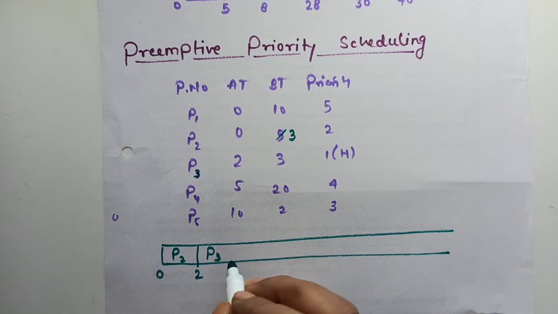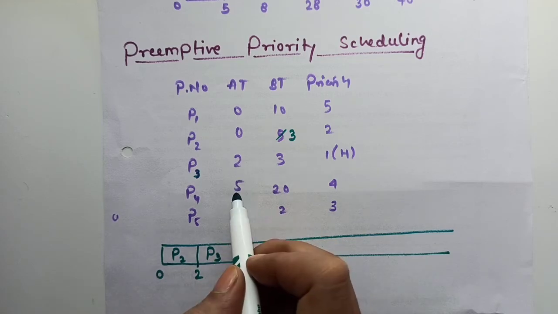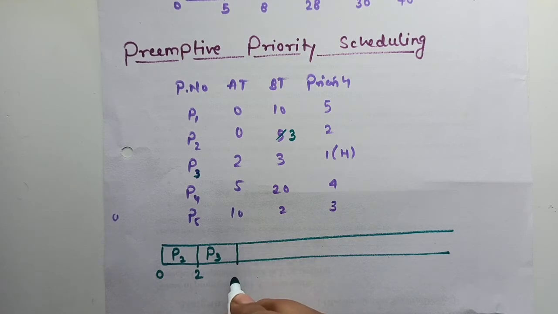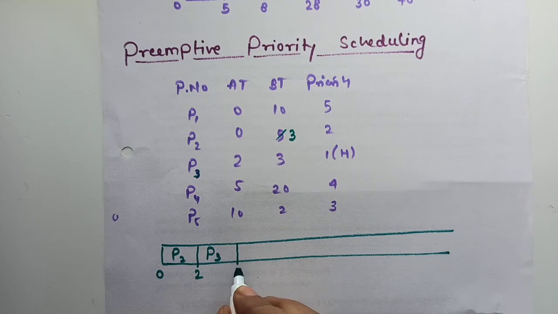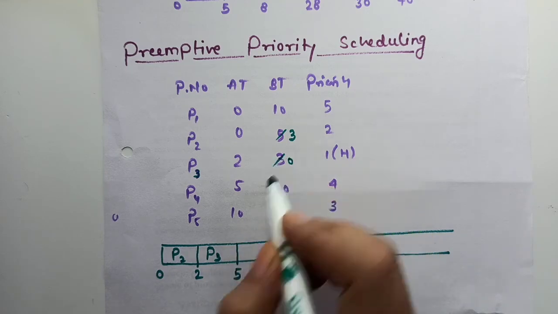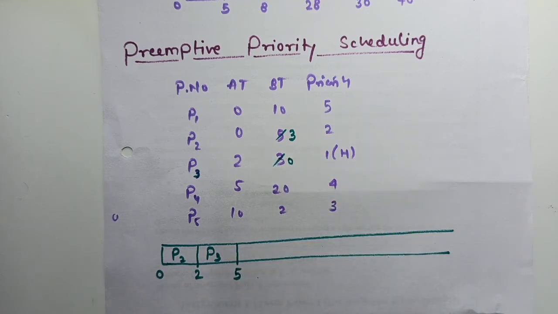So 0 to 2, P2 executed. Then P3 will execute for how much time? It will execute until the next arrival time, that is 5. But let's see the burst time, that is 3. So 2 plus 3 is 5 also. So this P3 is executed. Once it is allocated to the CPU, it has executed till the next arrival. So it will execute till the last, and then at time 5 now we again have 3 processes, P1, P2 and P4 in the ready queue.